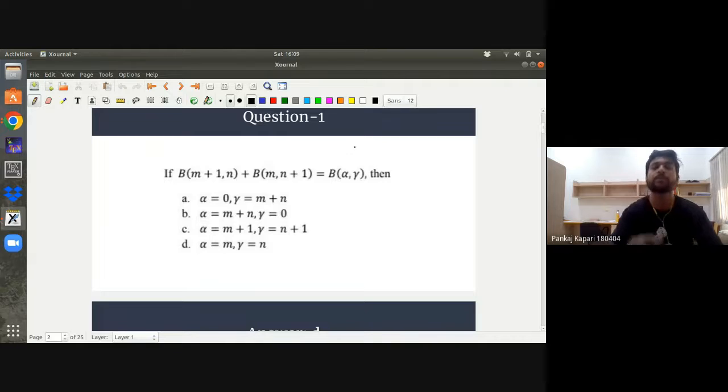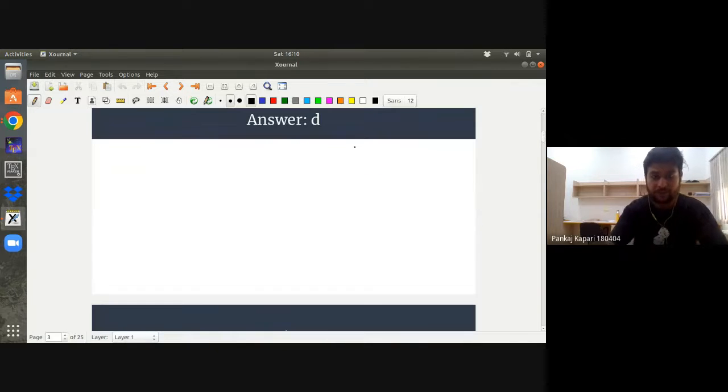So the first problem: there is one equation and we have to find the values of alpha and gamma depending on m and n. This is a problem based on the beta function. Let's recall what the beta function is.